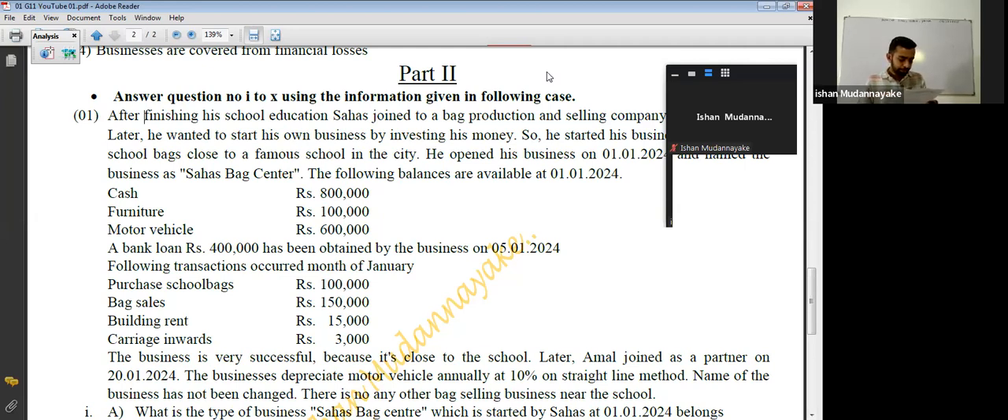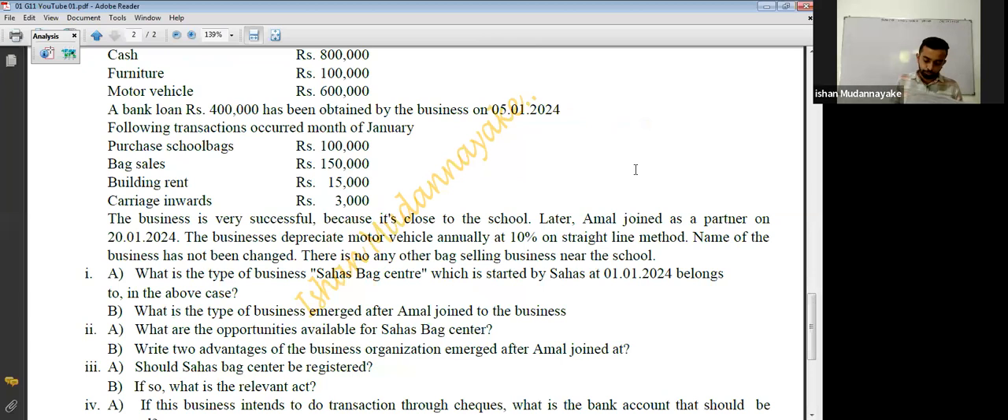Cash, furniture, motor vehicle. A bank loan of 400,000 has been obtained by the business on 5th January. The following transactions occurred in the month of January. And then the business is very successful, because it is close to the school.